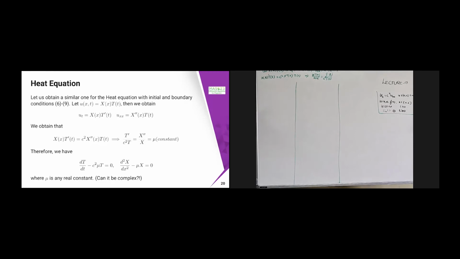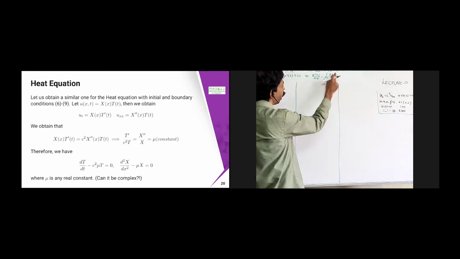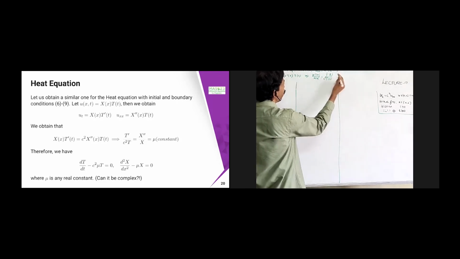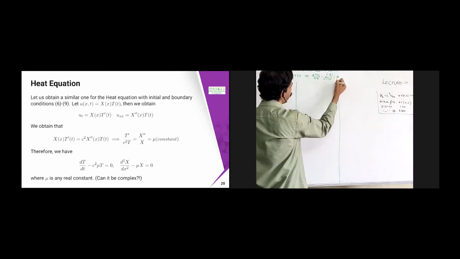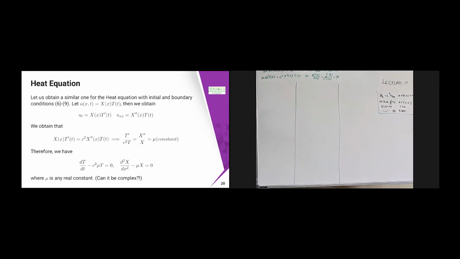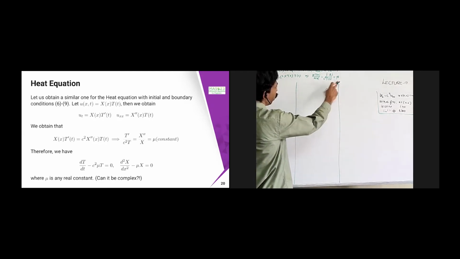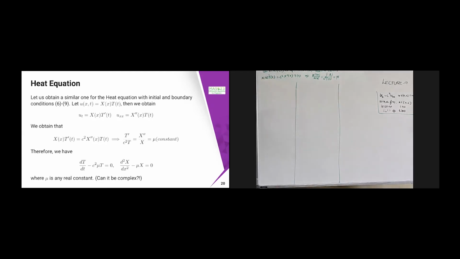So therefore what you are going to get now is the same thing. X double dash of x by X of x is there, and T dot of t by T of t is there. This is a function of x, this is a function of t, and both are equal. Therefore there should be some constant. I'm going to put that as mu, some constant, because this one is independent of t and this one is independent of x. Both are equal, so the only possibility is that constant. Other than that, nothing is possible.